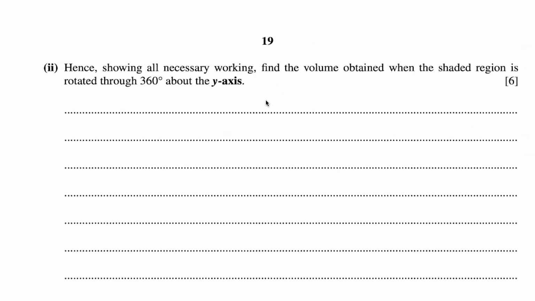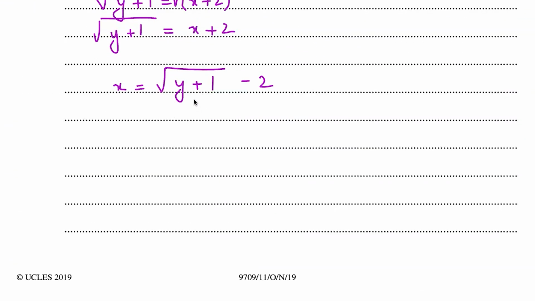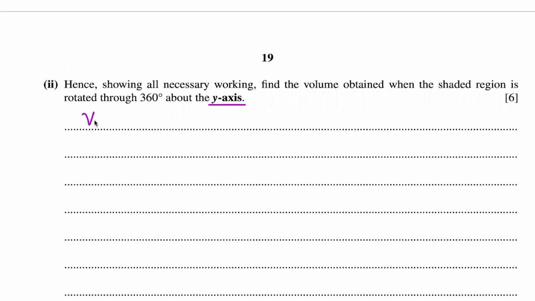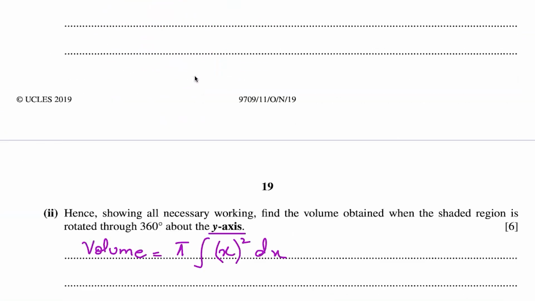Now in part 2, we have to find the volume obtained when the region is rotated through 360 degrees about the y-axis. What we should know is that if it is rotated about the y-axis, our equation will be in terms of y, which we have already done in the previous part. We know that to find the volume, we multiply pi by the integral of the square of the function. So we'll integrate the square of x, where x is square root of y plus 1 minus 2.